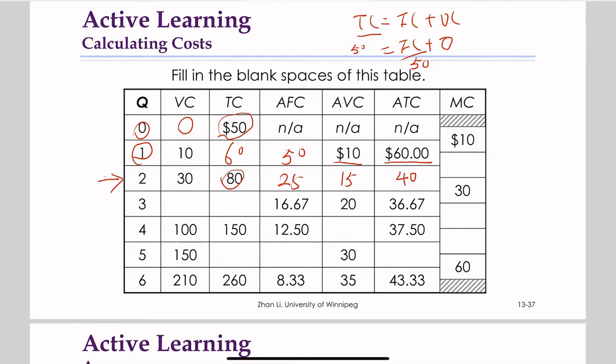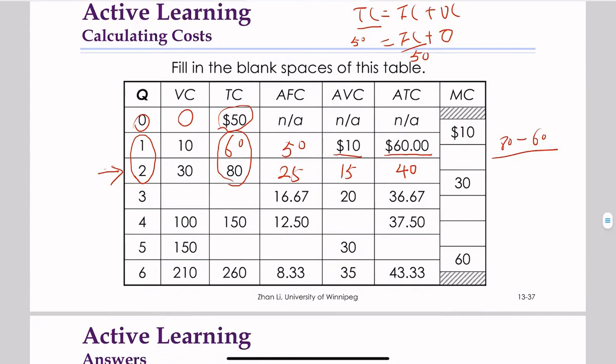Now what about marginal cost? Well, you can see that as you increase from 1 to 2, total cost increases from 60 to 80. So in this case, marginal cost is 80 minus 60, divided by 2 minus 1. So this gives you 20.